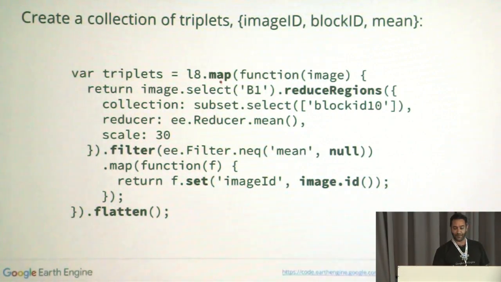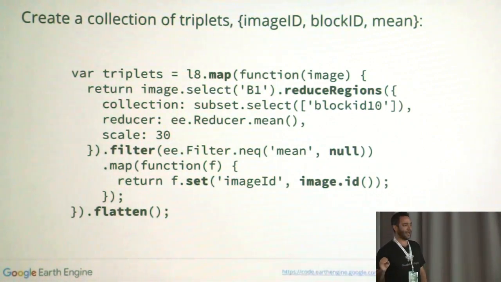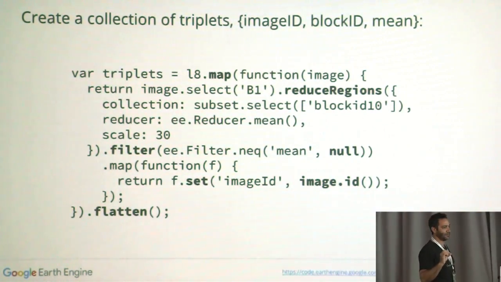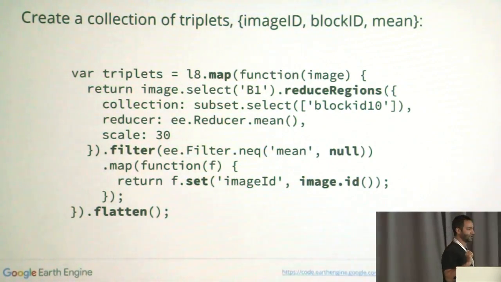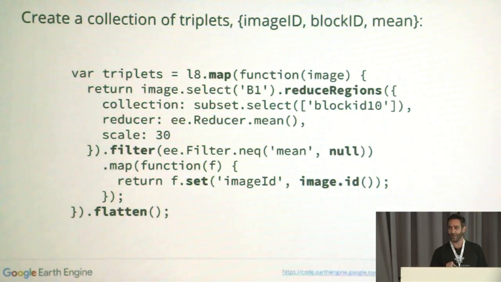The result of doing reduce regions inside a map is a collection of collections. And when you have a collection of collections, what you need to do is flatten it to get out a single collection of triplets. So at the very end of all this, in order to get a single collection from a collection of collections, we call .flatten. Questions about this? Okay.